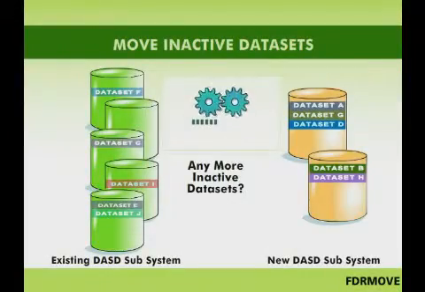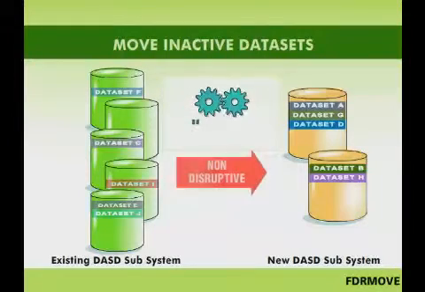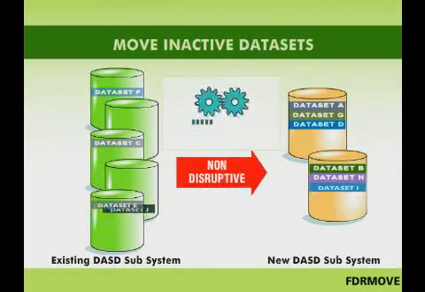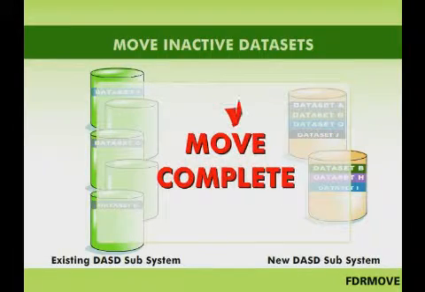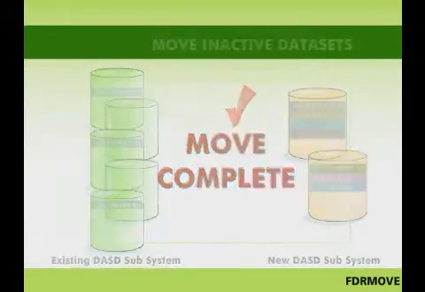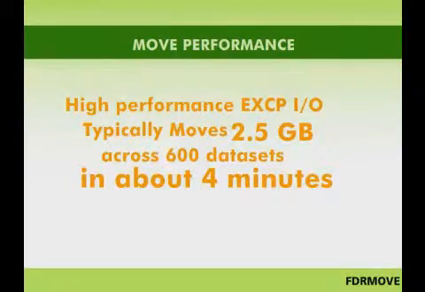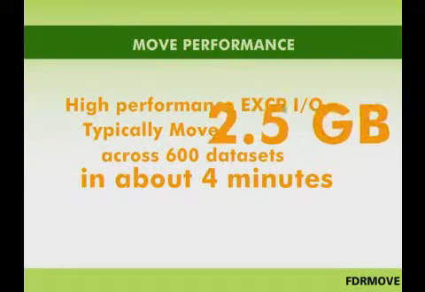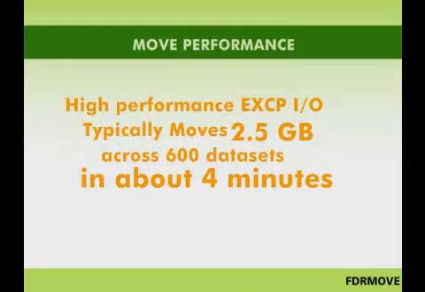As the remaining datasets become inactive, FDRMOVE will move these to the volumes in the new DASD subsystem, and once the moves are complete, the job ends successfully. MOVE is a quick operation, as indicated by the following example, where FDRMOVE, using the MOVE operation, was able to move 2.5 gigabytes of data spread between 600 datasets in about 4 minutes.